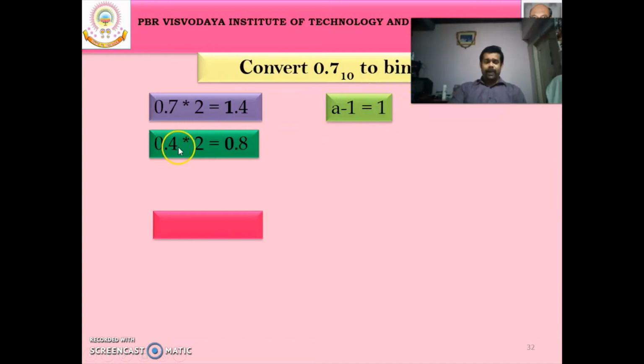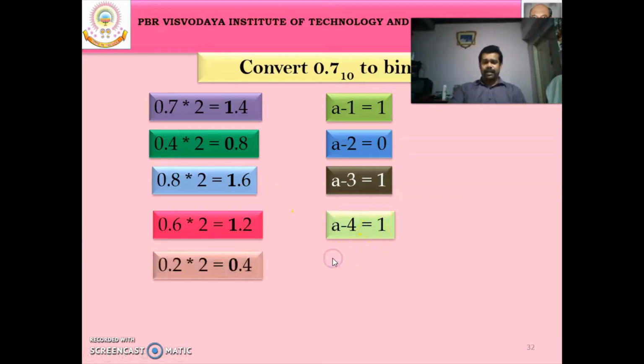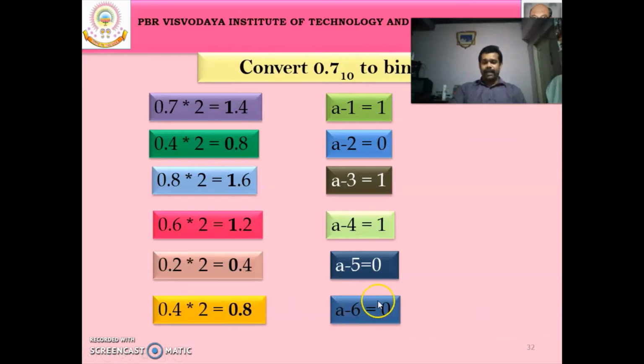This is the carry. Then again we are multiplying this 0.4 into 2, that is 0.8. Here the carry is 0. Again we are multiplying this 0.8 into 2, that is 1.6. Again we are recording this carry. Then again we are multiplying 0.6 into 2, that is 1.2. Again we are recording this carry. Again we are multiplying 0.2 into 2, that is 0.4. Here the carry is 0. So again 0.4 into 2 is nothing but 0.8. Again we are recording the carry, it is 0.